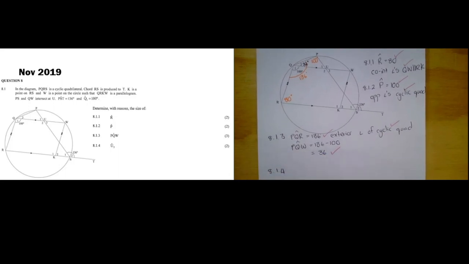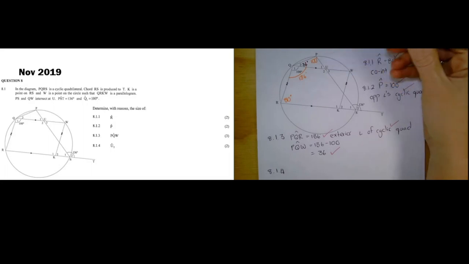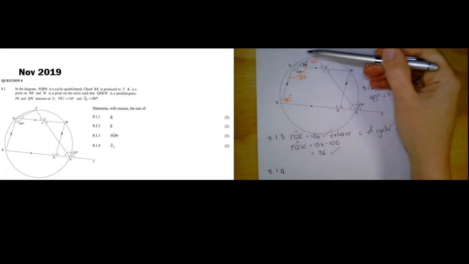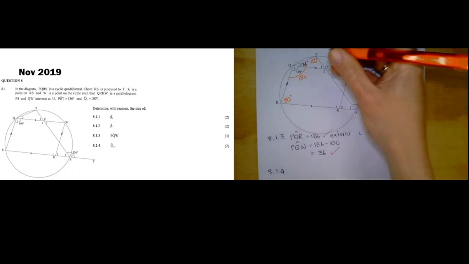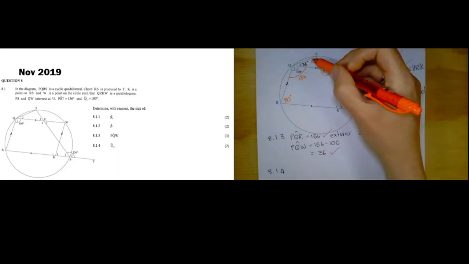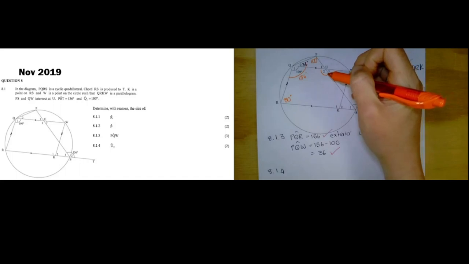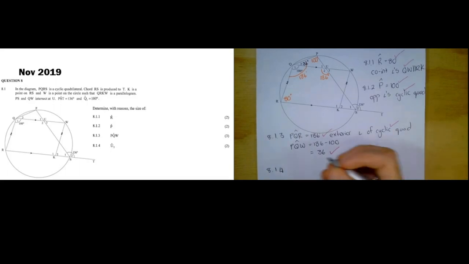8.1.4, they are looking for angle U2. Angle U2 is over here. So let's look at what we've gotten so far. We've gotten that's 100 and that's 36. PQU makes a triangle. Angle U2 is the exterior angle of the triangle. So back to grade 9. If I add up the two interior angles, I get the exterior. So we know U2 must be 136. So let's write that down. Angle U2 is 136. Why? Exterior angle of triangle.